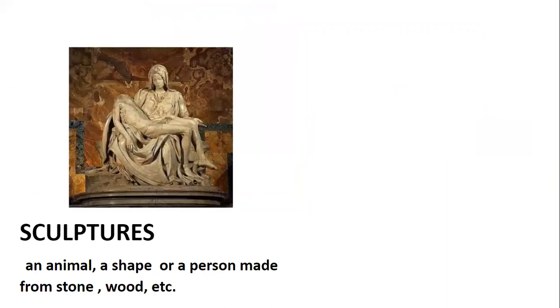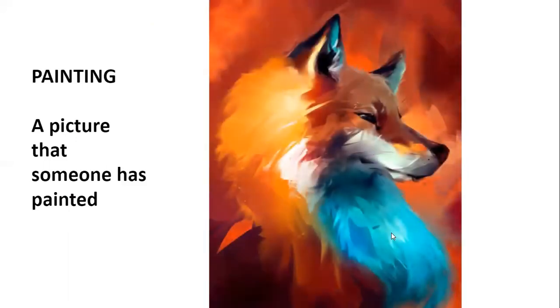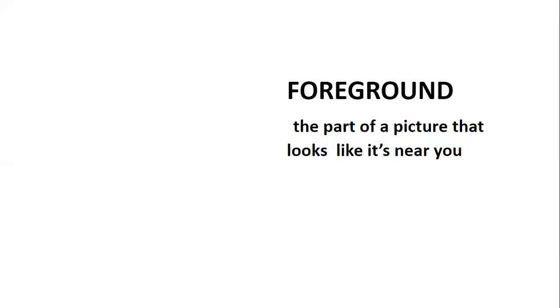Sculptures. What is a sculpture? It is an animal, a shape, or a person made from stone or wood, in many dimensions. So we have examples of sculptures. Painting. What is a painting? It is a picture that someone has painted. Painting.